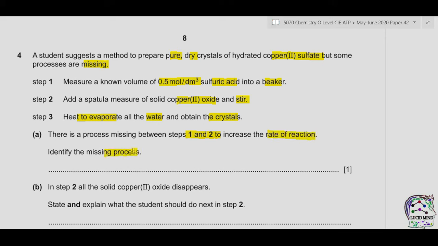Identify the missing process. Now in step 1, sulfuric acid is added. In step 2, copper 2 oxide is added into sulfuric acid. Both will react to form salt of copper and water. Now the rate of reaction can be increased by heating or warming gently.